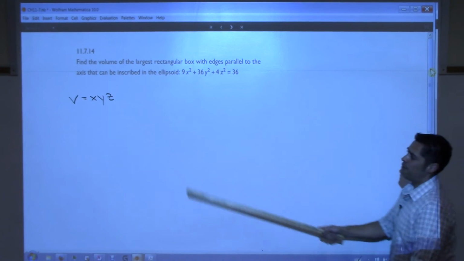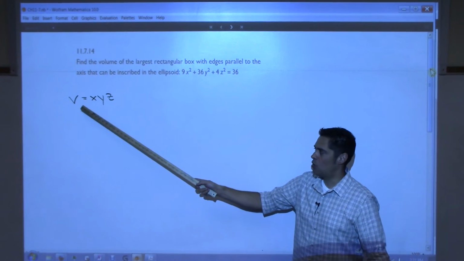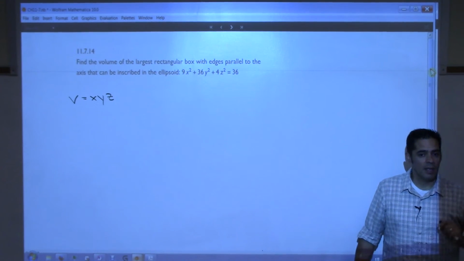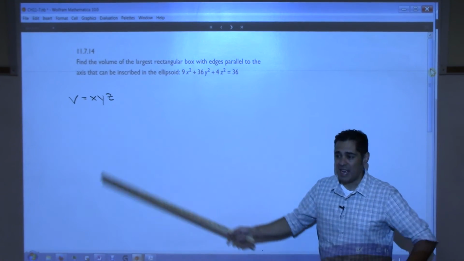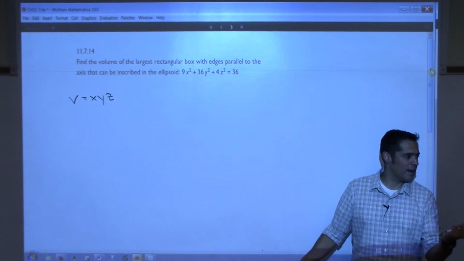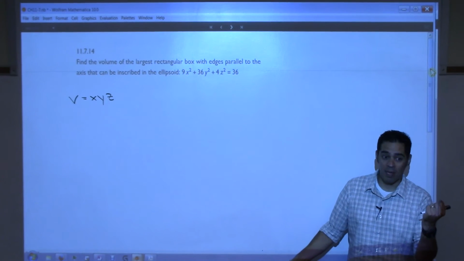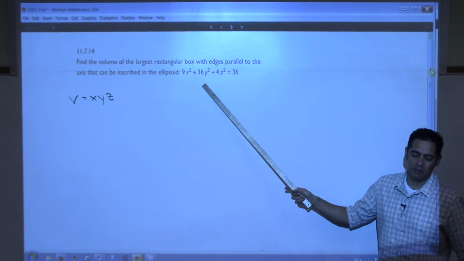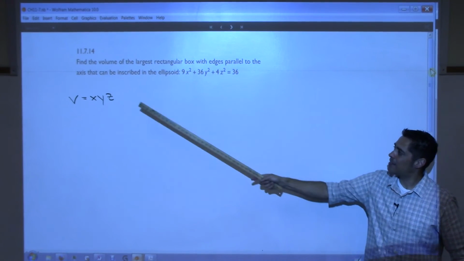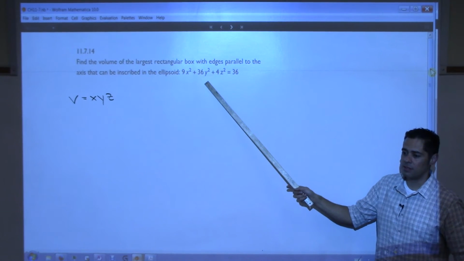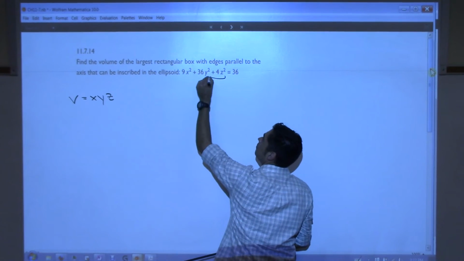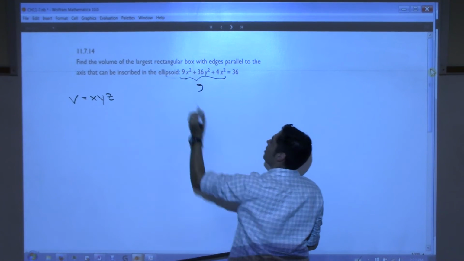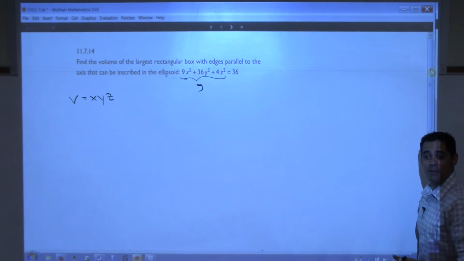We have a function f, we'll call it f even though it's v. This is f of x, y, z. But that x, y, z can't be just any x, y, z. It's constrained, right? The x, y, z must live on this ellipsoid. That's the constraint equation. I want the maximum of this constrained to this. That's our g. So let's try and set this up.